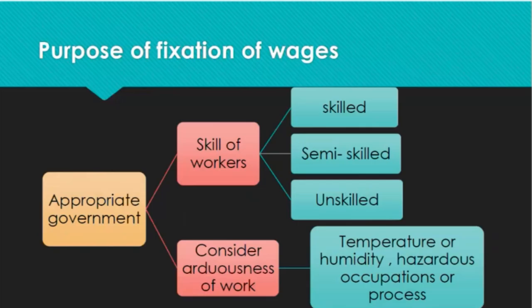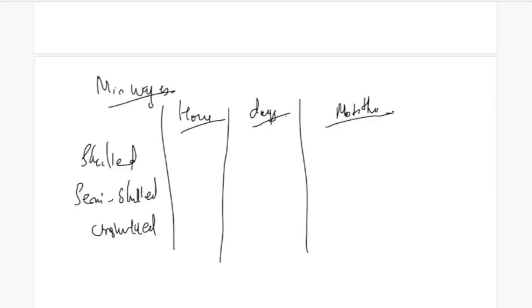So appropriate government, it will fix the wages as skilled, semi-skilled, and unskilled. Consider arduous work like temperature and humidity, hazardous occupations and processes. So if there is any hazardous occupation, high altitude work, something like that, a separate wage structure will be determined. So apart from skilled, semi-skilled and unskilled, if it involves any kind of hazardous work, a separate wage structure will be determined for those types of work.